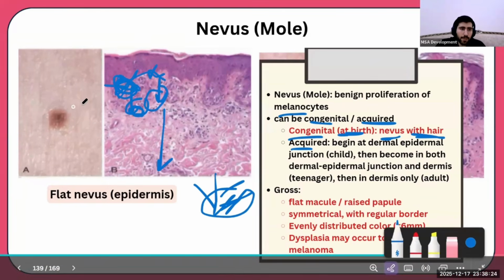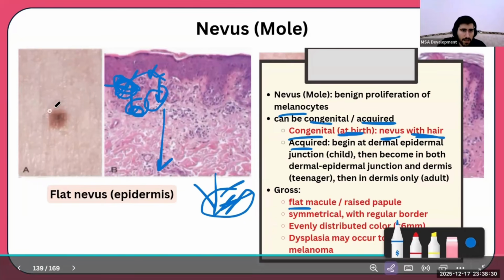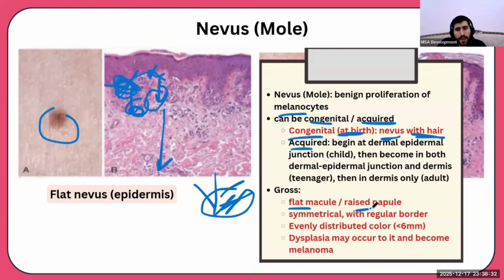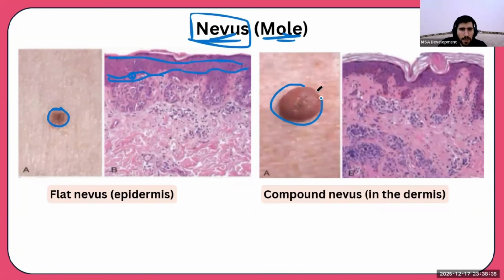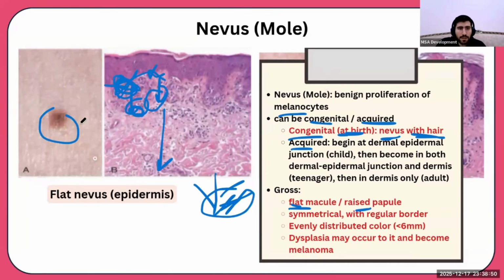Now, grossly, it's very important. It's very nice and not weirdly looking. So it's a flat macule, like this, or it's a raised papule, like this. Okay? So it's either flat because it's still in the dermal-epidermal junction, or it might be raised because the melanocytes went down, so it pushed the cells above them and causes this raised appearance. So it can be flat on the dermal-epidermal junction, or it can be raised because it went down and pushed everything above.